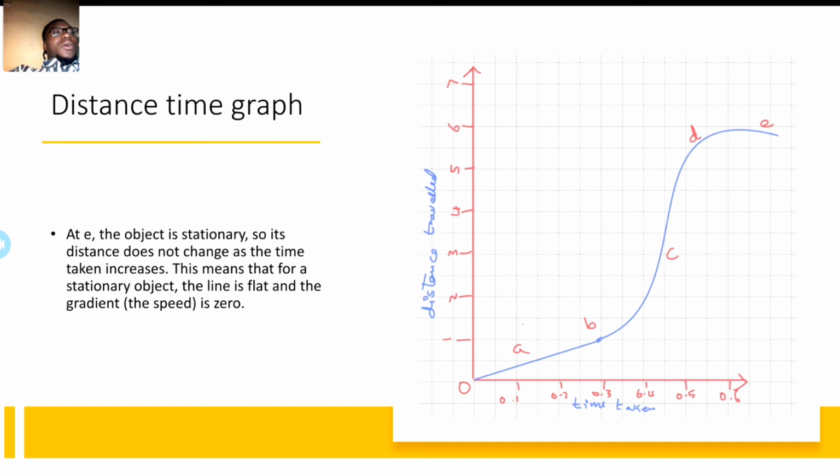And lastly, at point E, the object is stationary. The object is at rest, it's not moving. The line is completely flat, not curved, completely flat. In that situation, you can see that the object is at rest, it's not moving, acceleration is 0, speed is 0.